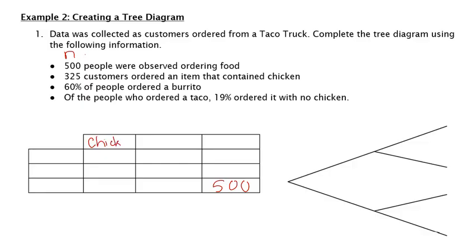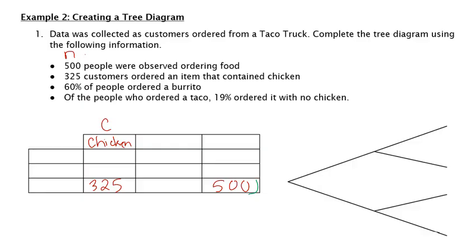Maybe I call that C. And then it says, so 325 customers had something that contained chicken. I'm going to write that total at the bottom. It then says 60% of people ordered a burrito. So there's 500 people. And we're going to say 60% ordered a burrito. And then I'm going to read the next line just to see what I'm comparing here. It says, of the people who ordered a taco, 19% had no chicken.